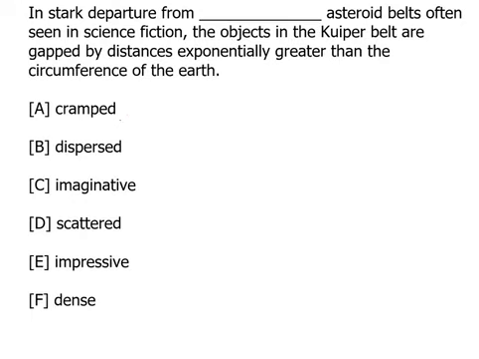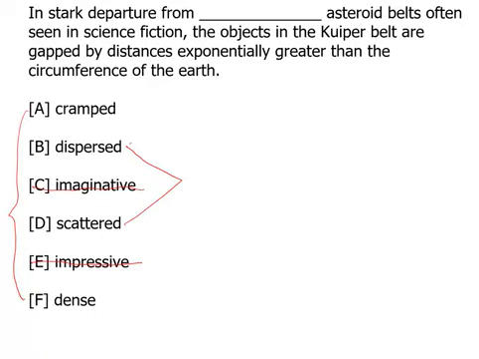Okay, welcome back. Now, the first thing you want to do is eliminate imaginative and impressive. They are not synonyms to each other. They aren't synonyms to anything else. We don't need to worry about them. So that leaves us with two pairs of synonyms. Cramped and dense, meaning the objects in the asteroid belt are close together. Dispersed and scattered, meaning they're far apart.